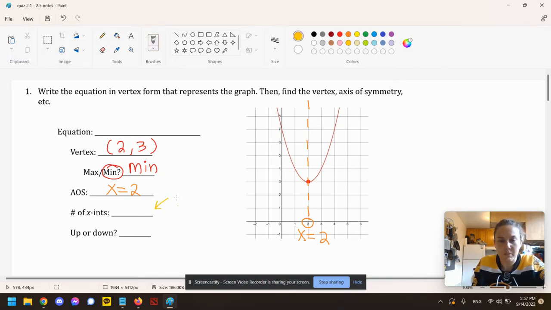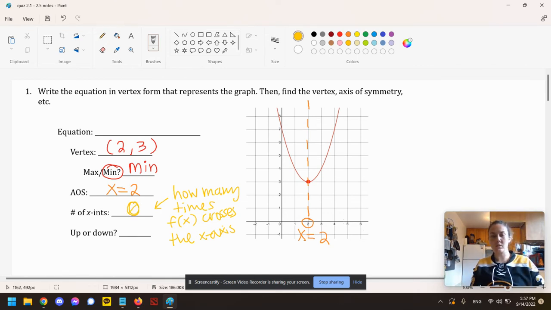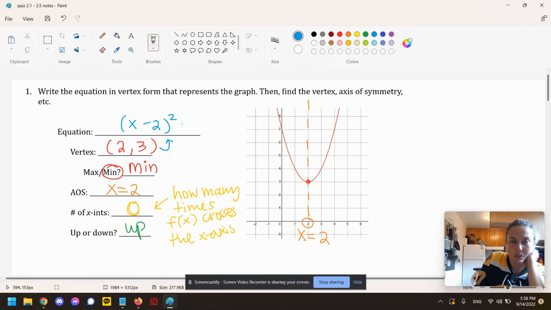My number of intercepts, I count how many times my function crosses the x-axis. Here it crosses the x-axis 0 times, so there are no x-intercepts. Does it open up or down? It opens up, right? It's going up. And now I'm finally going to do my equation. I already know from my vertex that this is going to be (x minus 2) squared plus 3.